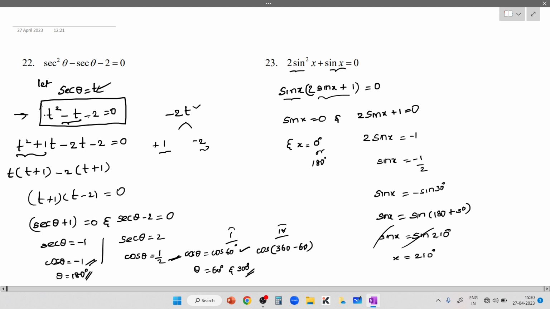Or even in fourth quadrant also the sign of sin is negative, so I can write it as also sin 360 minus 30. So that will become 330 degrees.